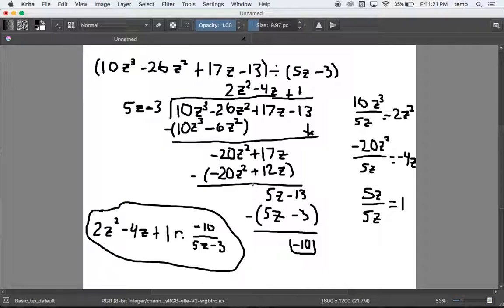So whatever's left over at the end of your division problem, all you do is you put your remainder on top of whatever your divisor is, and that's it.